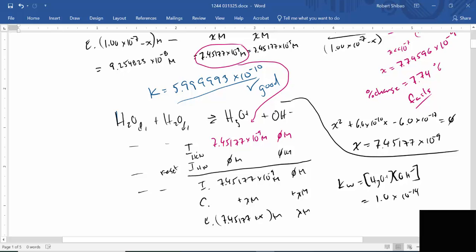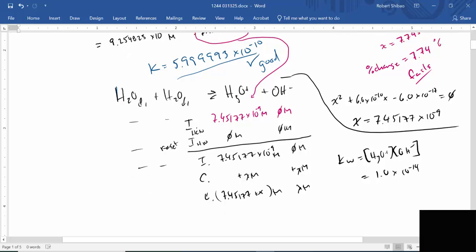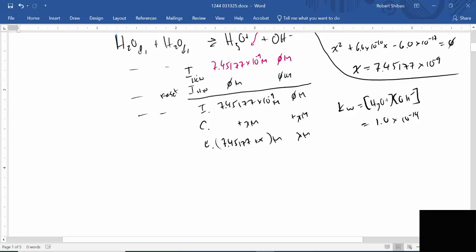And so here, well, maybe we need to factor in water, maybe not. So we'll go ahead and do the calculation and see how much additional hydronium we get from water. And so this is going to equal the hydronium ion concentration at equilibrium, which is 7.45177 plus x times x. This is 7 times 10 to the minus 9. Sorry.